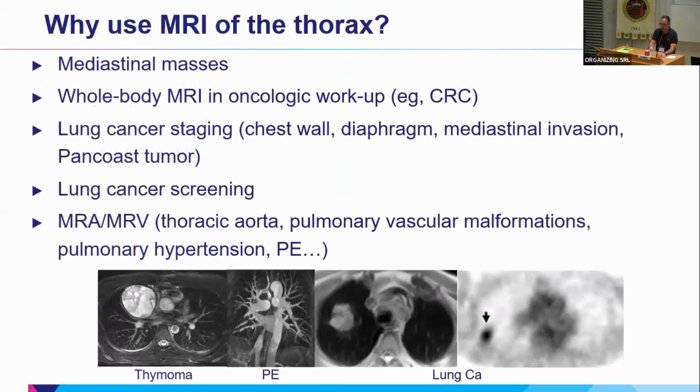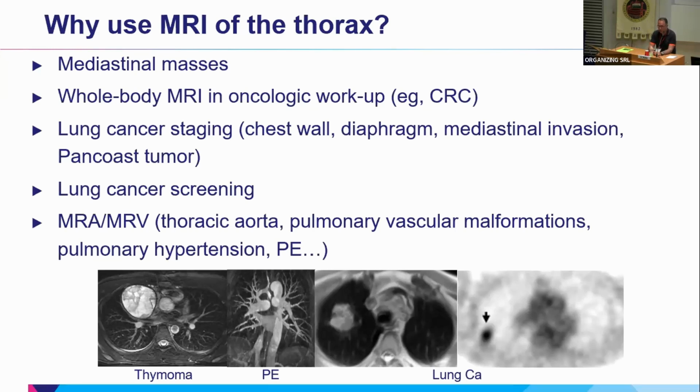All right, so first question is, why do we use MRI of the thorax or of the chest? Here at Mount Sinai, where I work, we do MRI for certain indications. The most prominent one is mediastinal mass characterization. We feel it's sometimes easier with MRI, and this is an example of a large thymoma. You can easily characterize the cystic nature of these masses or their solid components.